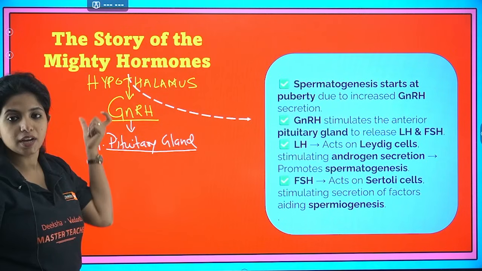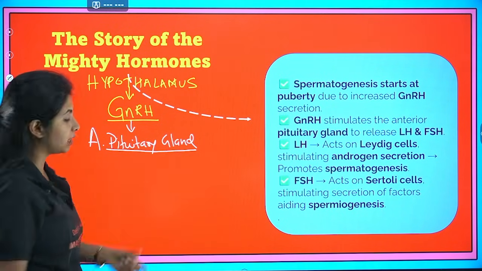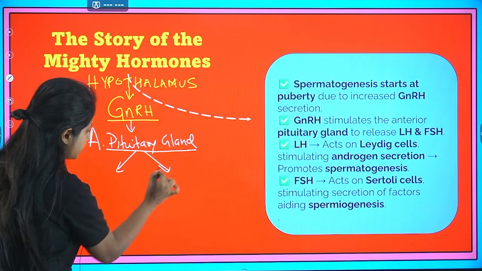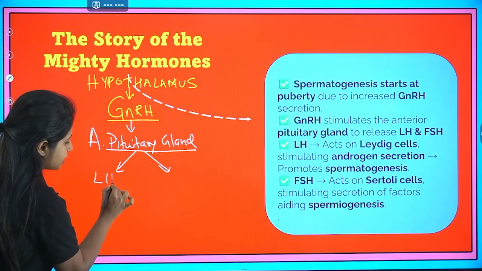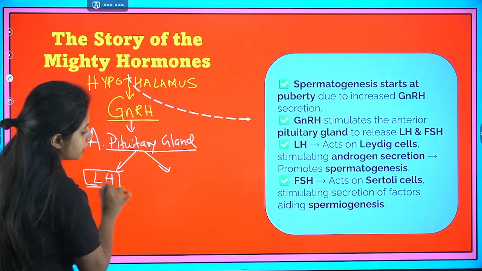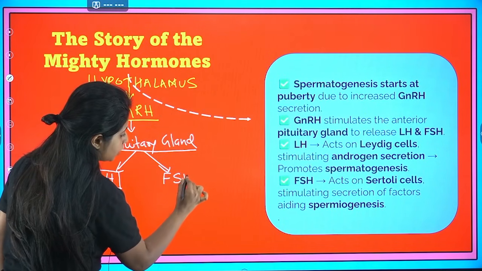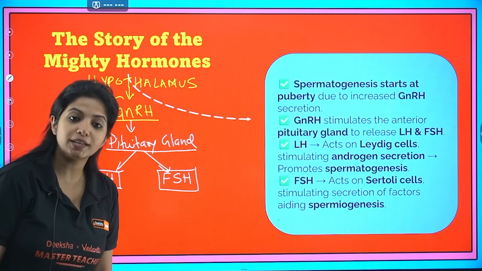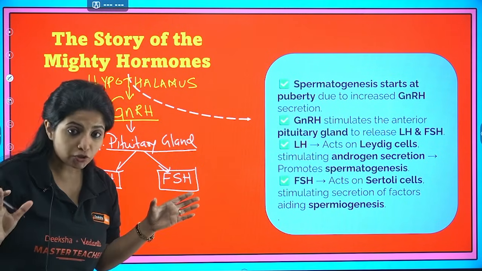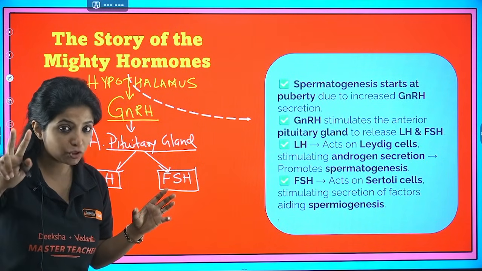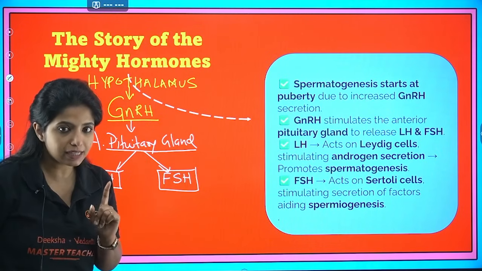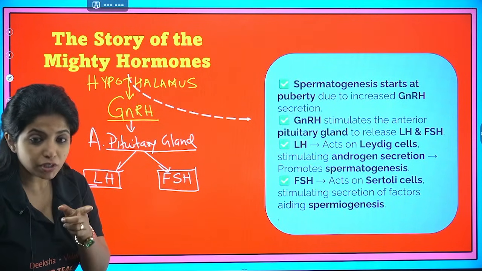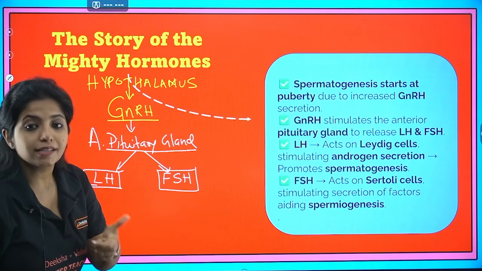The GnRH is going to affect the anterior lobe of pituitary gland, and now this pituitary gland is going to release 2 things. One is luteinizing hormone, and the other one is follicle stimulating hormone. You have studied the structure of testes. In the testes, you know seminiferous tubules, and then in between that you have Leydig cells, right? Seminiferous tubules are going to form the sperms, but you also need the hormones. Who will tell the Leydig cells to produce the hormones?